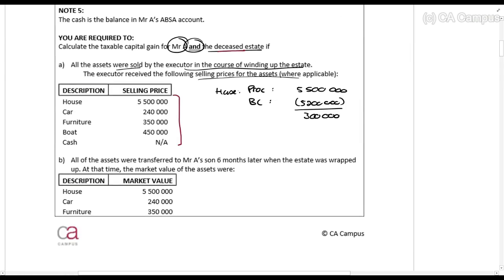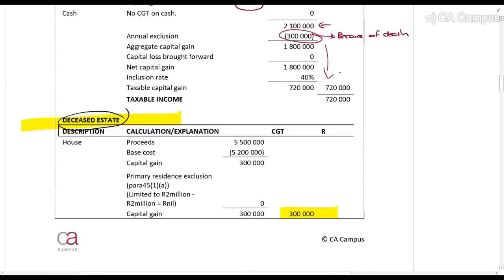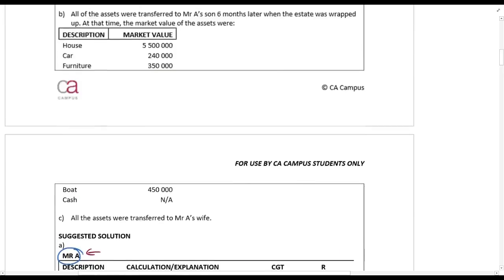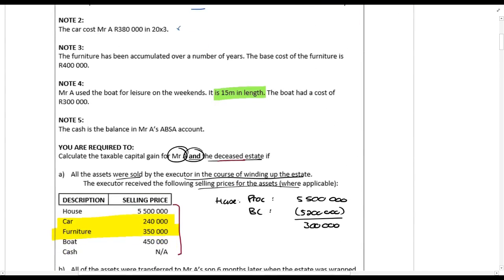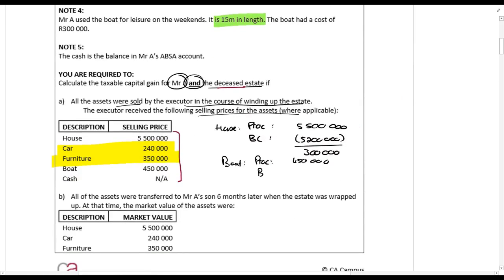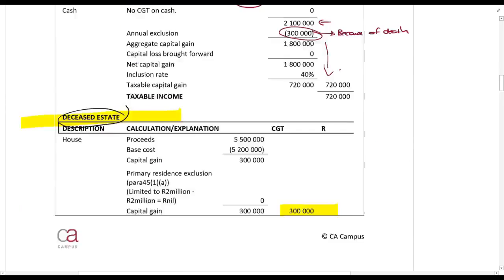Then the deceased estate sold the car and the furniture. Now guys, if it was a personal use asset in the hands of the taxpayer, it's still considered a personal use asset. The boat was sold for 450,000, and we know that the boat is not a personal use asset. So proceeds, 450,000. And what is the base cost for the boat? The market value on the date of death, 400,000. Okay, and then the cash, obviously nothing on the cash.